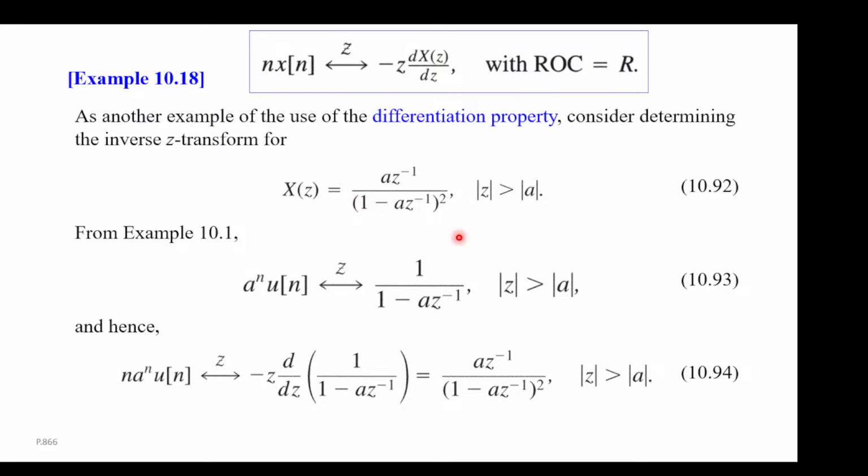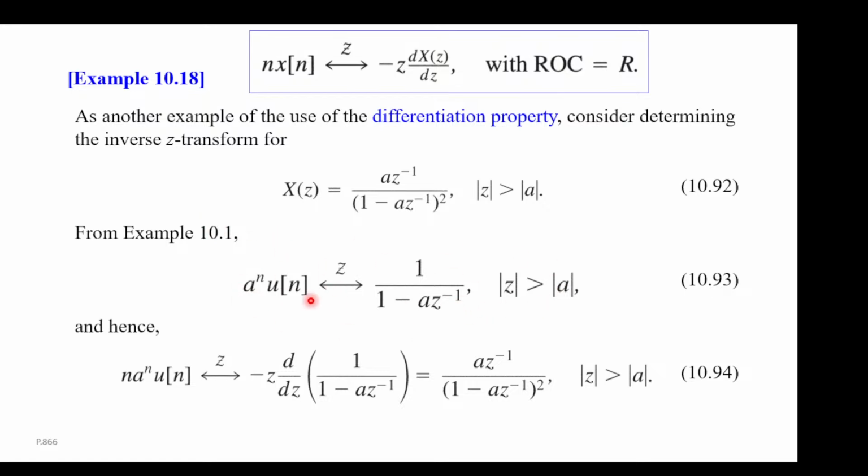Unfortunately, it's looking a bit different. It's not quite just 1 over 1 minus a times z minus 1 to some power. Previously it was just that, but here this is a nicer form to use. So our x of z is equal to a times z minus 1 over 1 minus a times z minus 1 squared. And then we use the differentiation property on our favorite example 10.1.